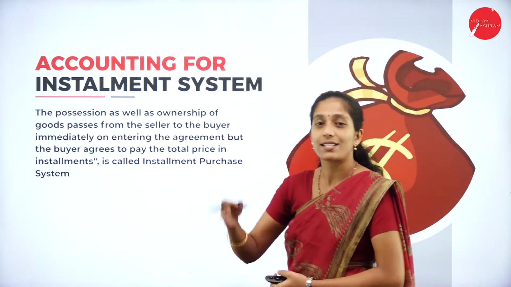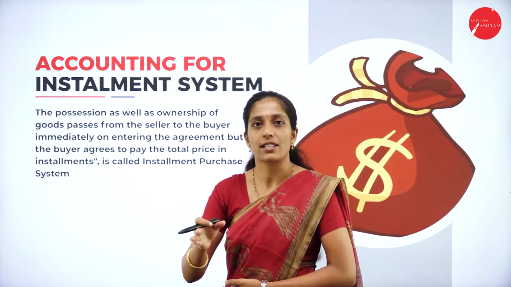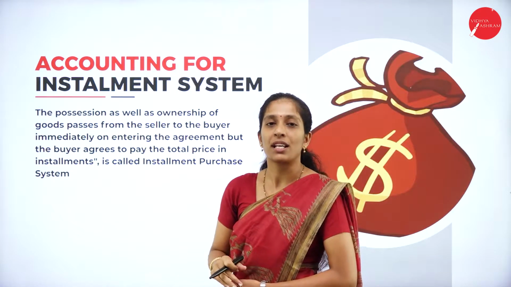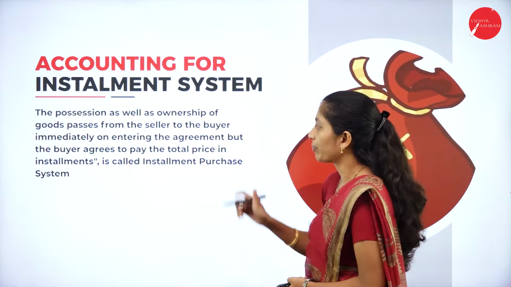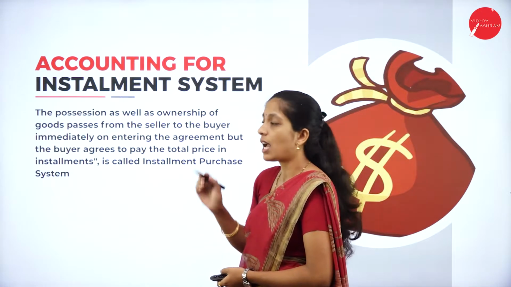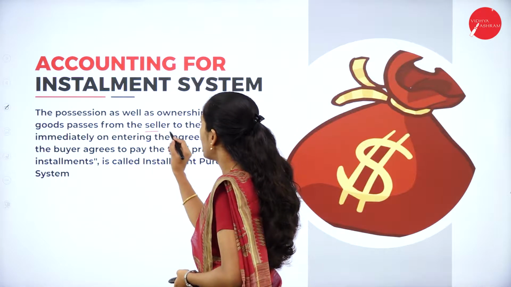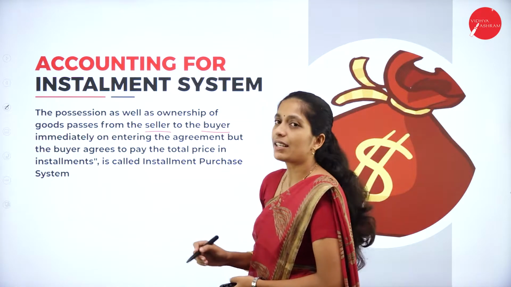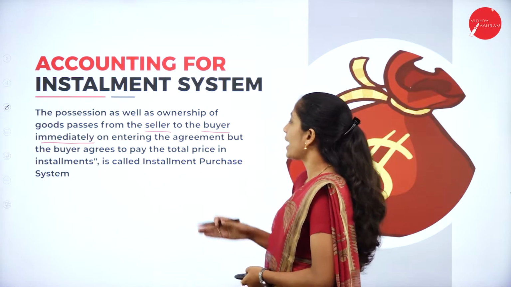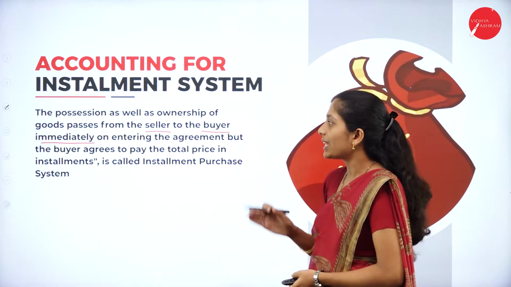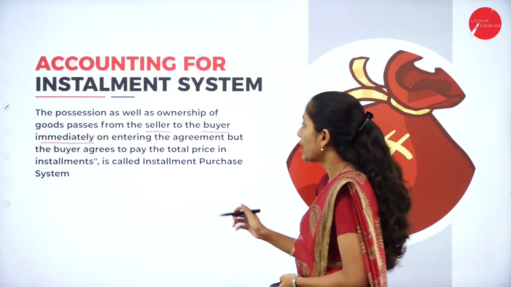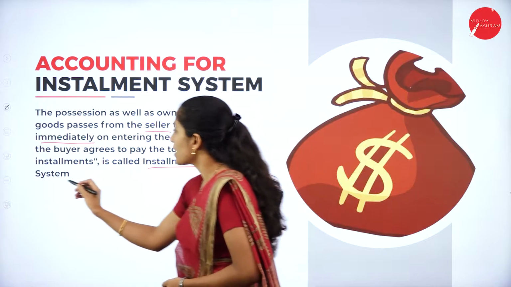Let us see what is the difference between hire purchase system as well as installment system. For that, first we shall see what is the meaning of installment system. So here the possession as well as the ownership of the goods passes from the seller to the buyer immediately. But what happens there? Immediately on entering the agreement, the buyer agrees to pay the total price in installment, which is called the installment purchase system.